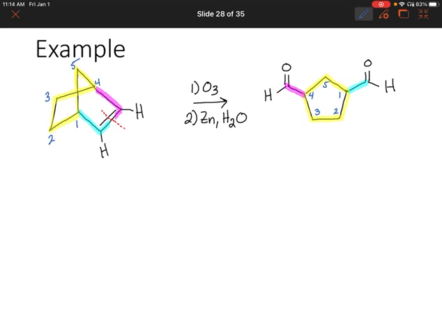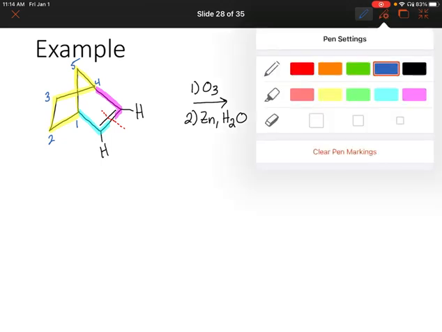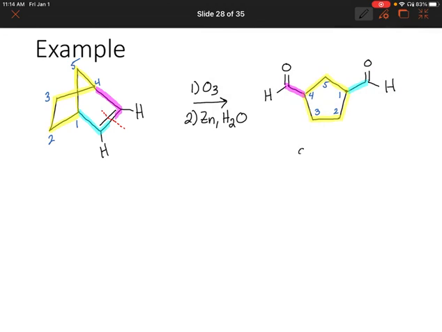So are those groups that are attached to the ring aldehydes or ketones? They're aldehydes because they have a hydrogen attached. So we converted an alkene into two aldehyde groups.